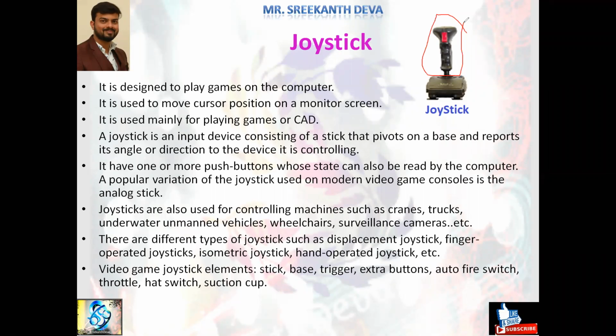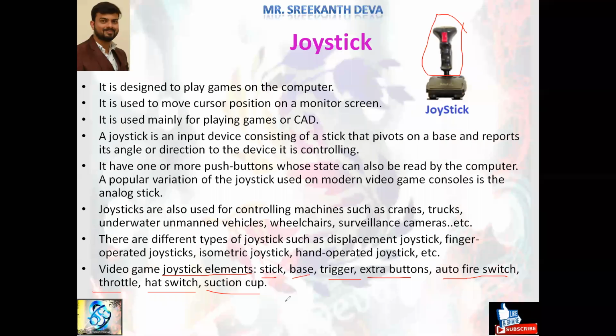See, a joystick contains various buttons for various functions. The functioning of these buttons differs in different games. Here I have given some joystick elements like stick, base, trigger, extra buttons, auto fire switch, throttle, hat switch, suction cup, different types of joystick elements. Using these elements we can operate easily. See, the pointer continuously moves in the direction the joystick is pointing. To stop the pointer, you must return the joystick to its upright position.